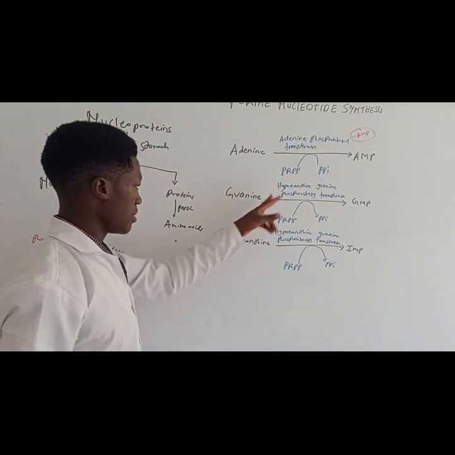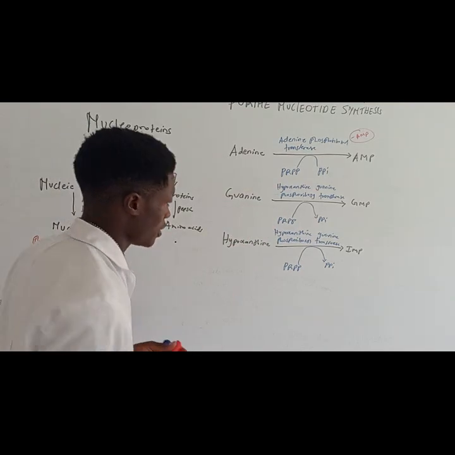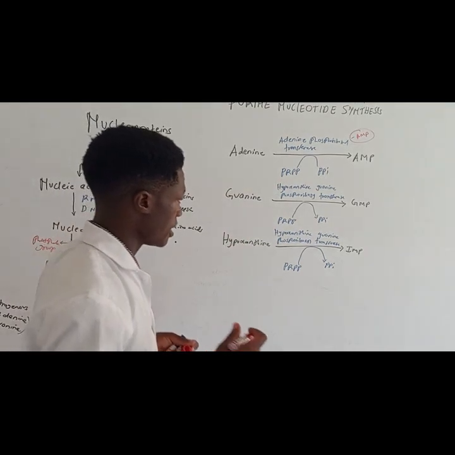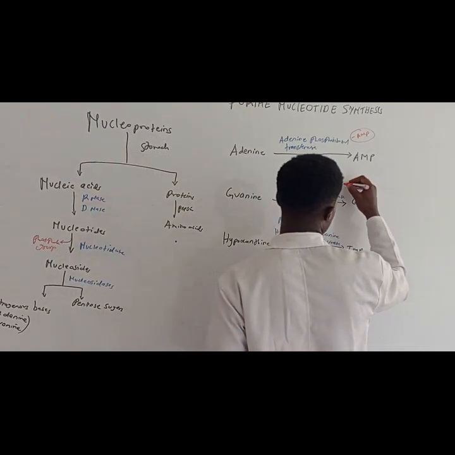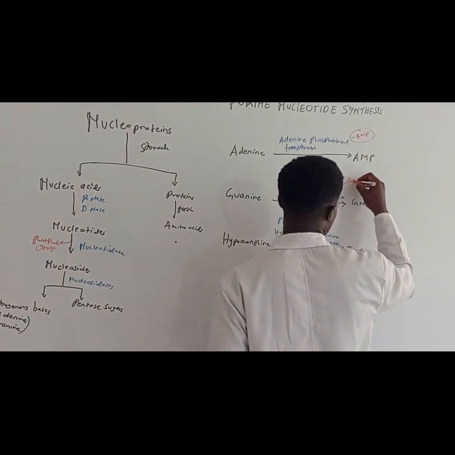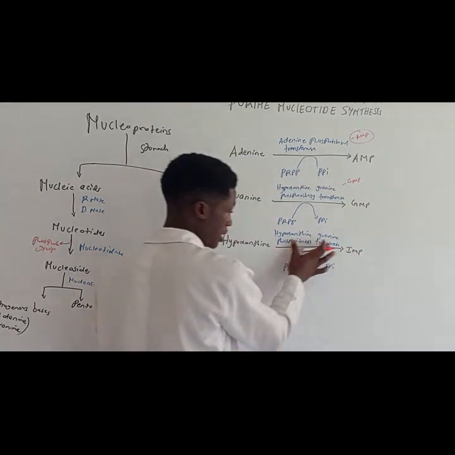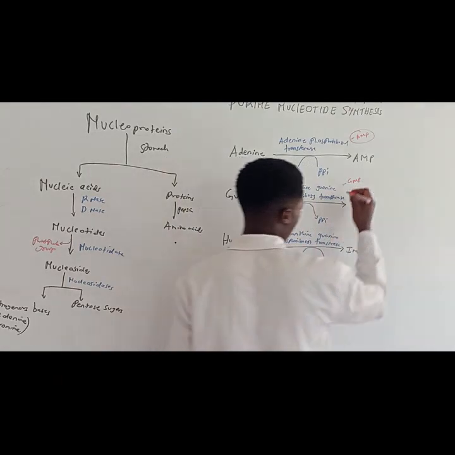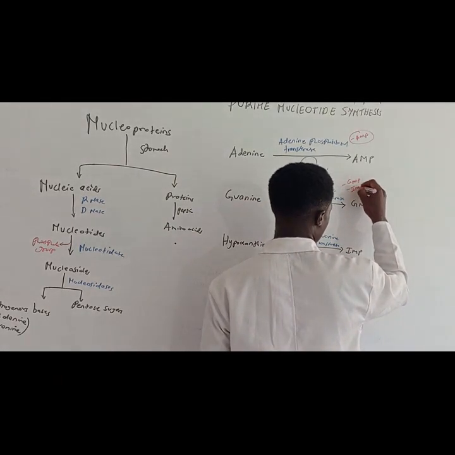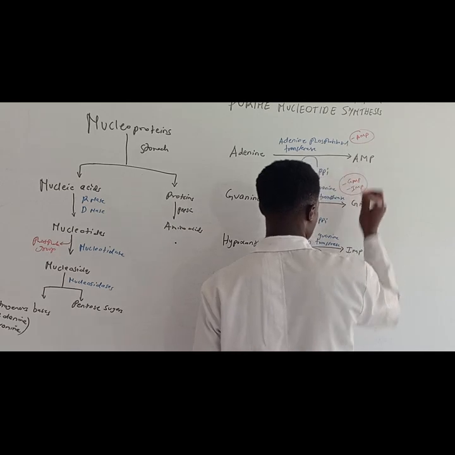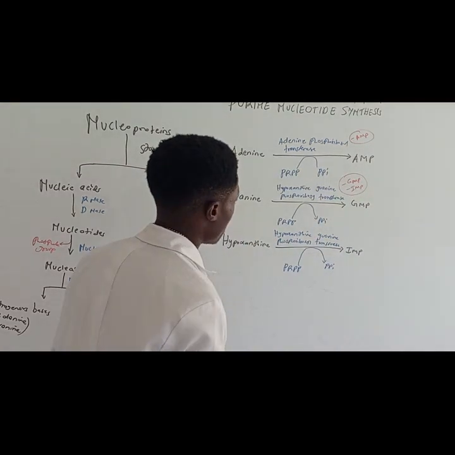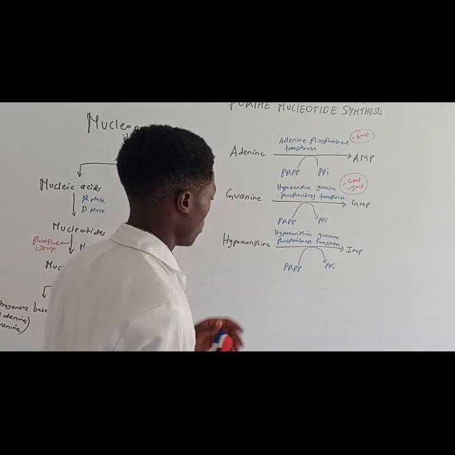Then this particular enzyme, the hypoxanthine-guanine phosphoribosyltransferase, is going to be inhibited by GMP and also the IMP, because remember, this enzyme catalyzes both reactions. Those are the regulations for the salvage pathway.